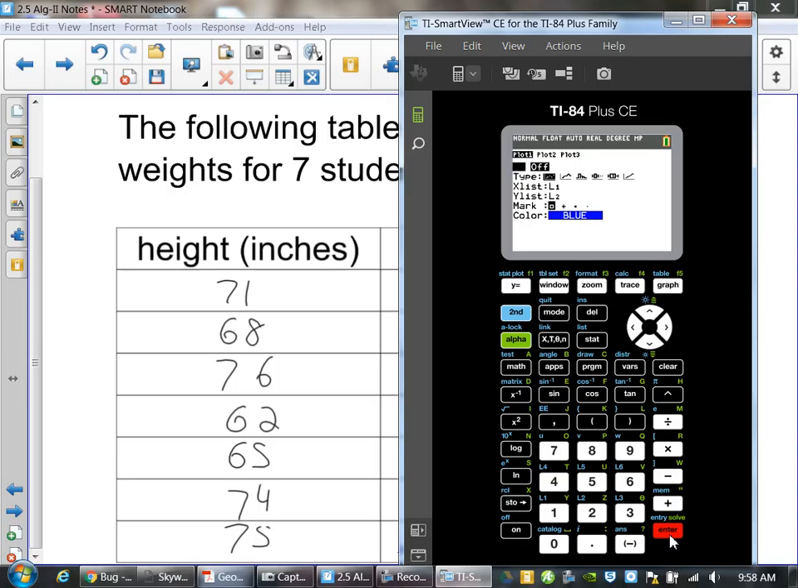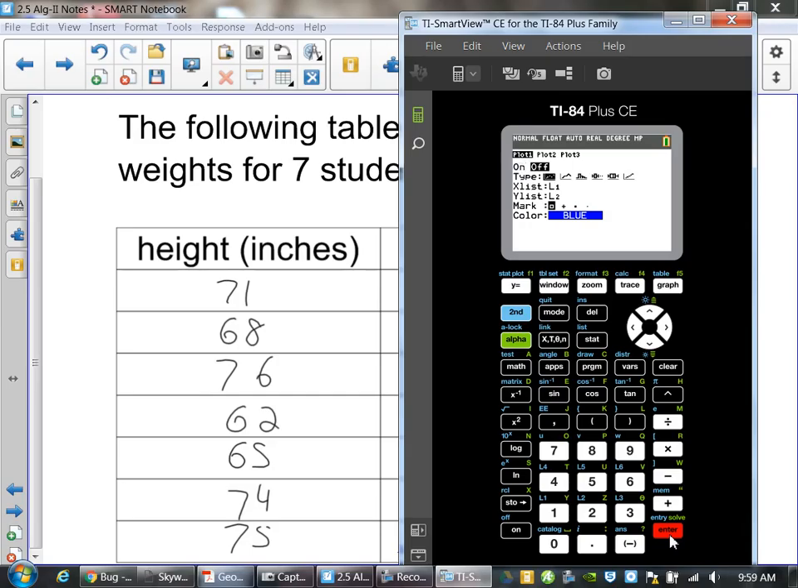The type of graph is up to you as well. There are a couple of different types. You've got your regular scatter plot, one that's connected, your bar chart, the box and whiskers, all that stuff. Usually just the first one is fine. Now your x values are going to be L1, your y values L2. We could have entered it in opposite, but it's not a big deal.